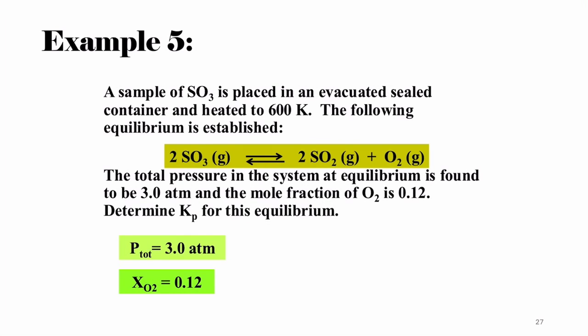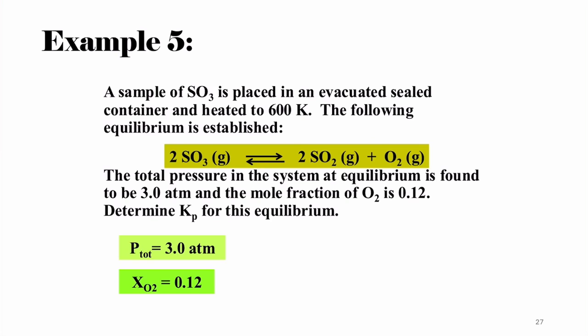So here, we're going to use an example of partial pressures and gases. So we have an example where sulfur trioxide is placed in an evacuated sealed container, meaning that you can release or add or change the pressure of the system, at 600 Kelvin. And so you have this equilibrium that's established. It says the total pressure in the system at equilibrium is found to be 3 atmospheres, and the mole fraction of oxygen gas here is 0.12.